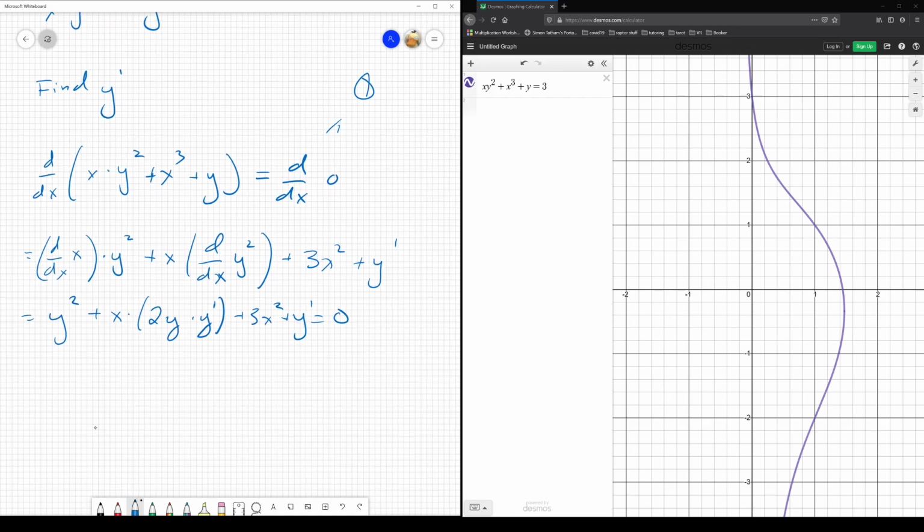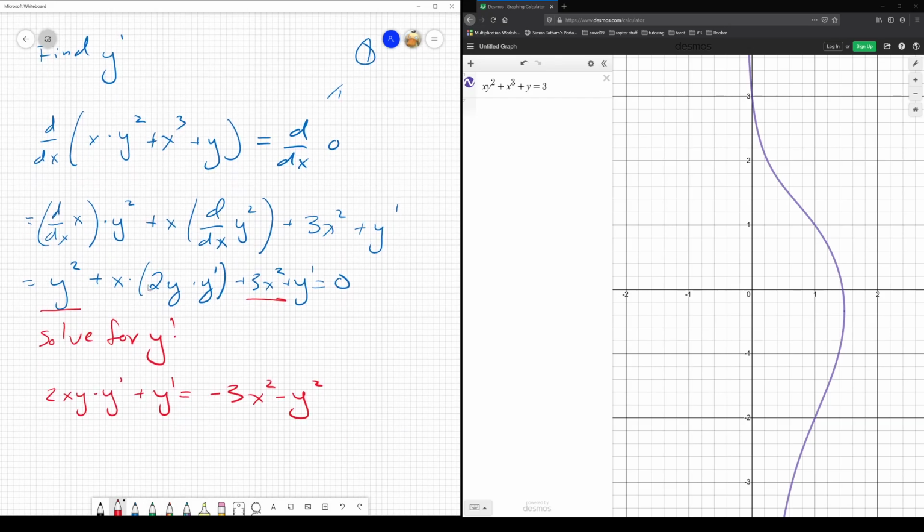So what I want to do now is take this expression and solve for y prime. And what that's going to involve is getting all the terms that do not contain a y prime factor on the right side of the equation. So this expression multiplies out to 2xy times y prime, and then I just have plus y prime, and that's going to equal negative 3x squared minus y squared.